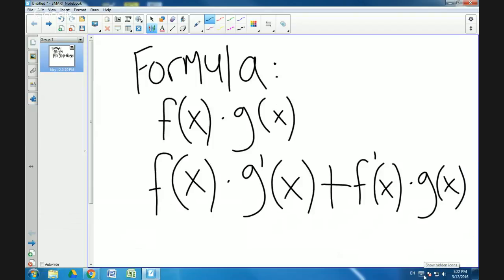Make sure you do a plus because sometimes that can be confused with the quotient rule. This is product rule.